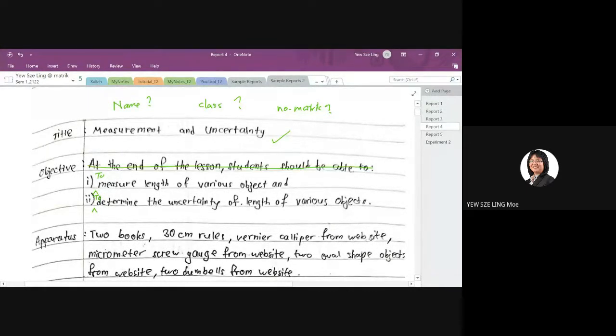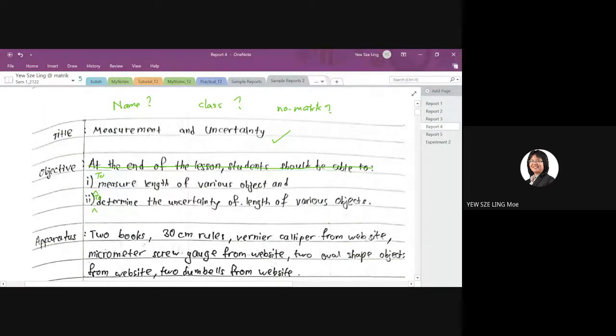What does it mean by learning outcome? Learning outcome is the things that you can learn at the end of the class. But now the thing that you write is the lab report. You are not writing a class report. If you write a class report, then yes, you should say at the end of the lesson you should learn to measure the length, to determine the uncertainty. But now you are writing an experiment report, a lab report. So you report what happens in the experiment. Everything is based on the experiment. Therefore, you don't say at the end of the lesson.